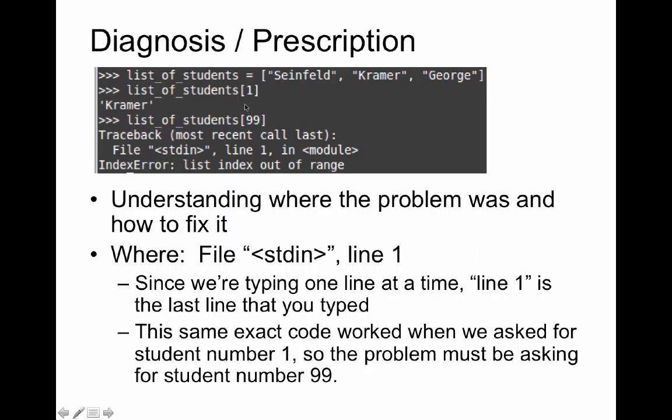One thing to notice is in the line before, this did work. We asked for the student with the number 1, and that gave us Kramer, because Kramer is student number 1. Kramer is the second student given the number student number 1. So the only thing that changed between last time and this time is that instead of asking for student number 1, we're asking for student number 99. And so that must be what happened.